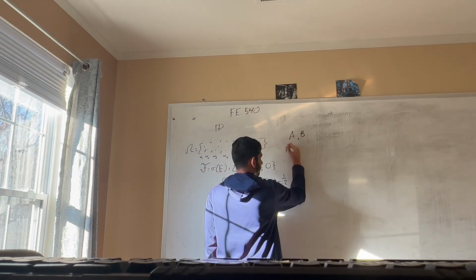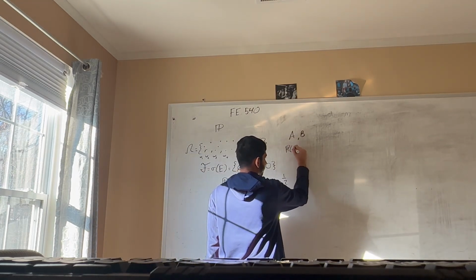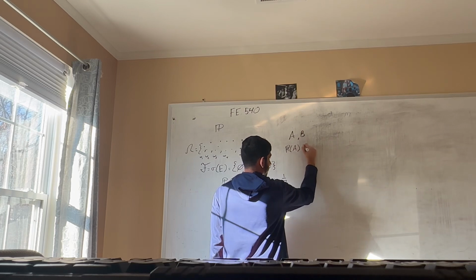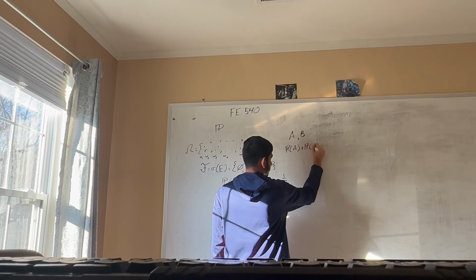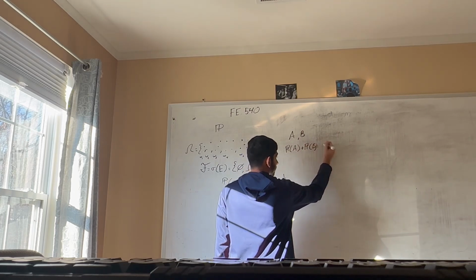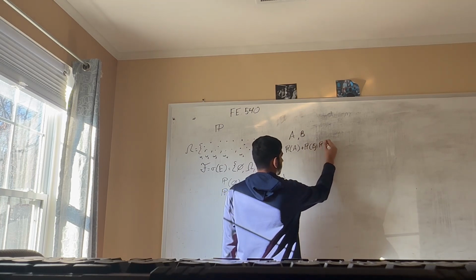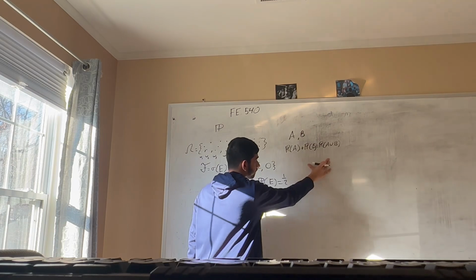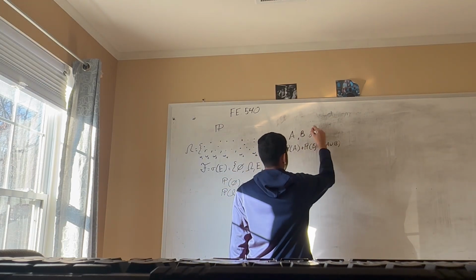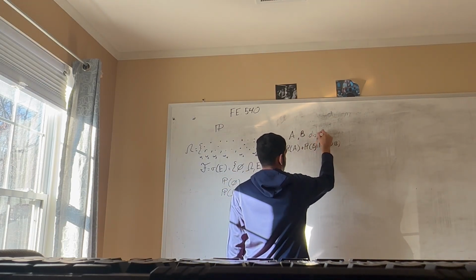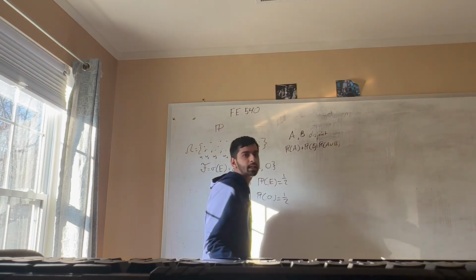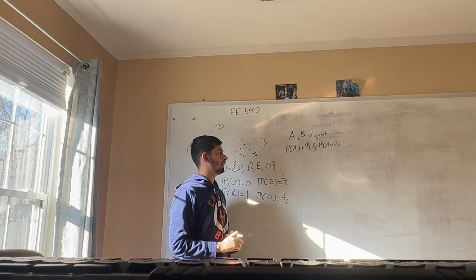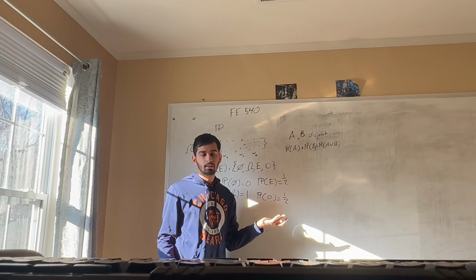if we have probability of A plus probability of B equals probability of A union B, assuming that A and B are disjoint. And what this word disjoint means is that they share no elements in common. And hopefully, intuitively, you can see how this makes sense.